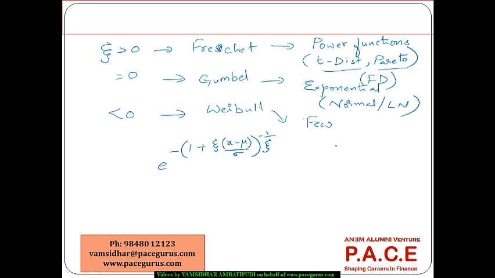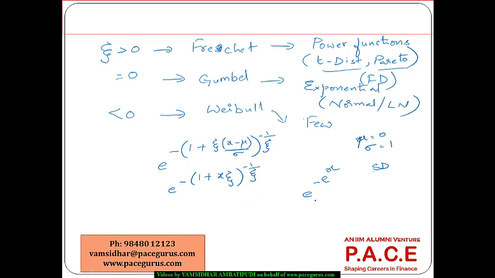Now, if I set mu equal to 0 and sigma equal to 1, this is called the standard Fréchet distribution, the standardized Fréchet distribution, which becomes e to the power of minus (1 plus zeta x) to the power of minus 1 by zeta. So when these two are equal to 0 and 1, it simply works out like this. Similarly, in the case of Gumbel, it becomes e to the power of minus e to the power of minus x. So this is what comes out with respect to Fréchet and Gumbel, which are standardized.